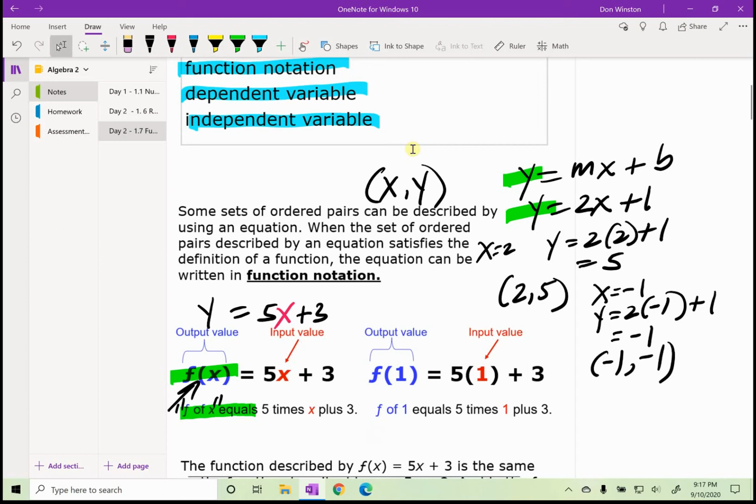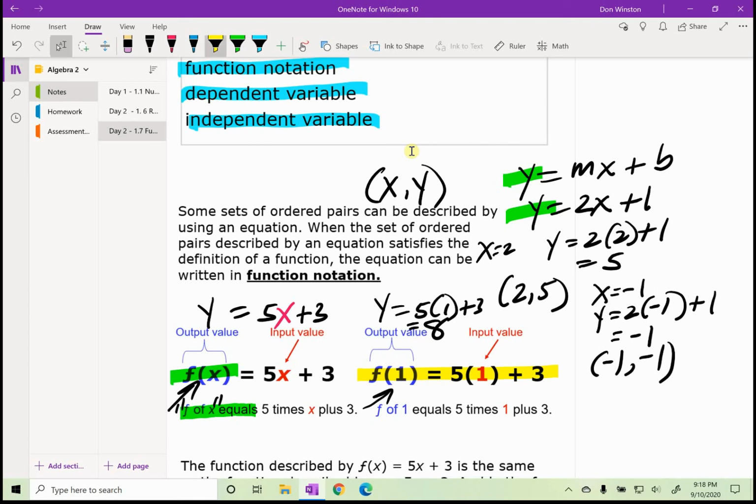When x is equal to 1, in Algebra 1 you would have said y is equal to 5 times 1 plus 3, and so y would equal 8. But now we'll use function notation. Rather than using y, we'll say f of 1. The reason we do that is that now it's crystal clear that the function depends on x. The value of f of x, or y, depends on x.